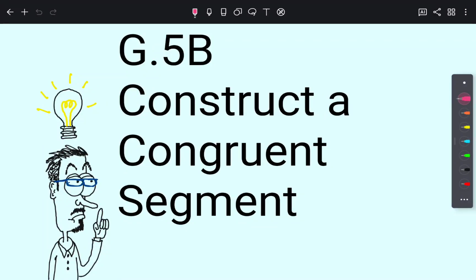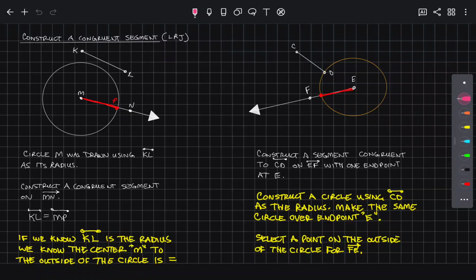Constructing a congruent segment. So back in Unit 1, we talked about what a segment was, what a ray was, and what a line was. A segment is something that is terminating on both ends. So it's just a little piece of a line. You can see here that whenever you're given a line segment and then asked to create a congruent line segment from it, we can use a circle and we can use a radius to be able to do that.